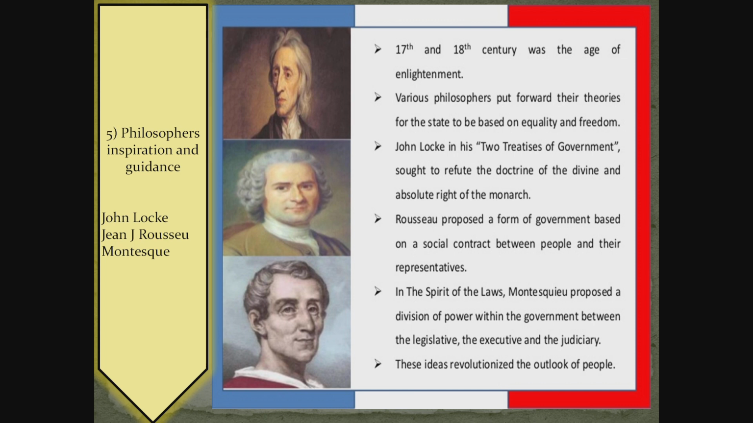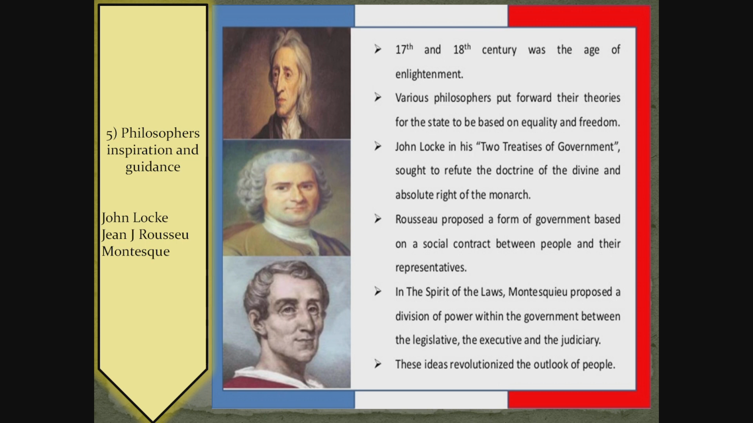You can see the pictures. These are three philosophers who are what we can say an indivisible part of the French Revolution. First is John Locke, second is Jean-Jacques Rousseau, and third is Montesquieu. In the 17th and 18th century, it was the age of enlightenment. Various philosophers put forward their theories for the state to be based on equality and freedom.